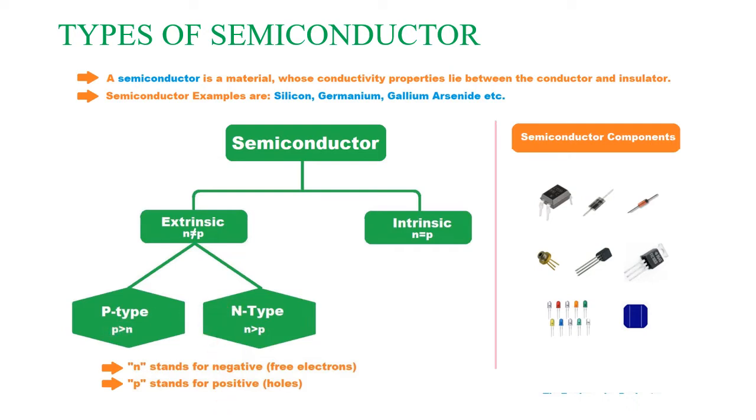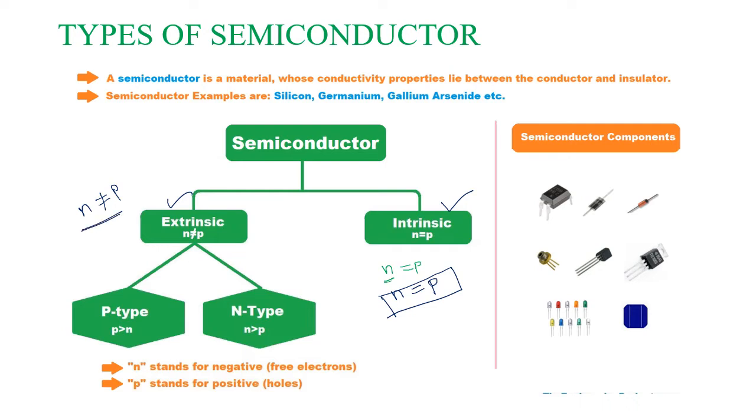So here you can note something, right? What is n equal to p? n is the number of electrons, p is the number of protons. When the number of electrons and number of protons are equal, then it is called an intrinsic semiconductor. But when the number of electrons and the number of protons are not equal, then it is called an extrinsic semiconductor. So that is the broad classification.